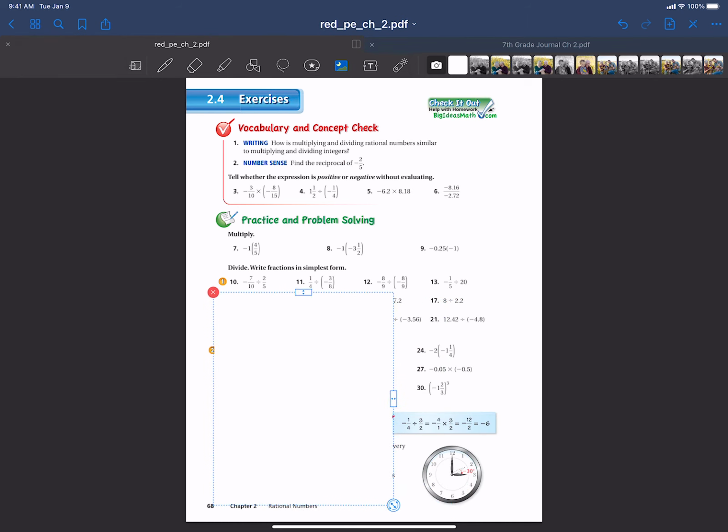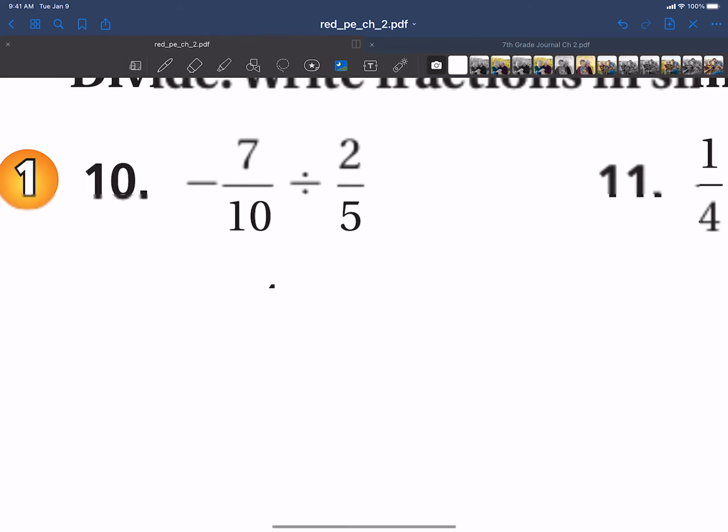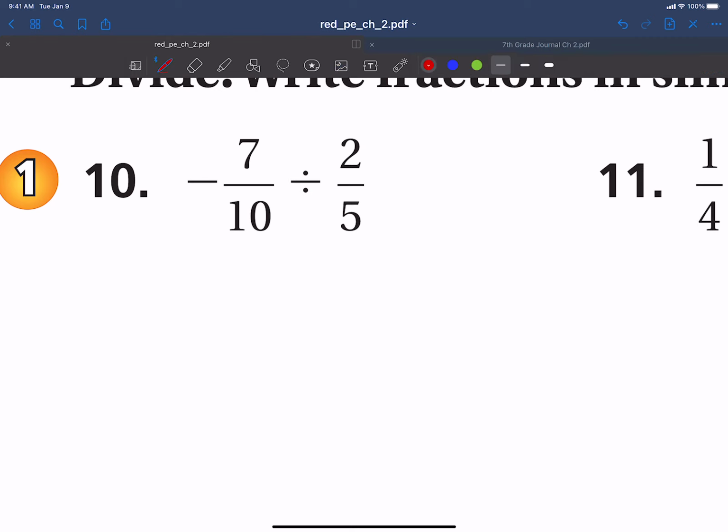Let's do some division, yeah? Remember, we don't say skip, flip, and multiply anymore because we're big kids. What do we say? Multiply by the inverse. Yes, or the multiplicative inverse. Awesome. All right, here's your first one for your whiteboard. -7/10 divided by 2/5. Not 5/2.